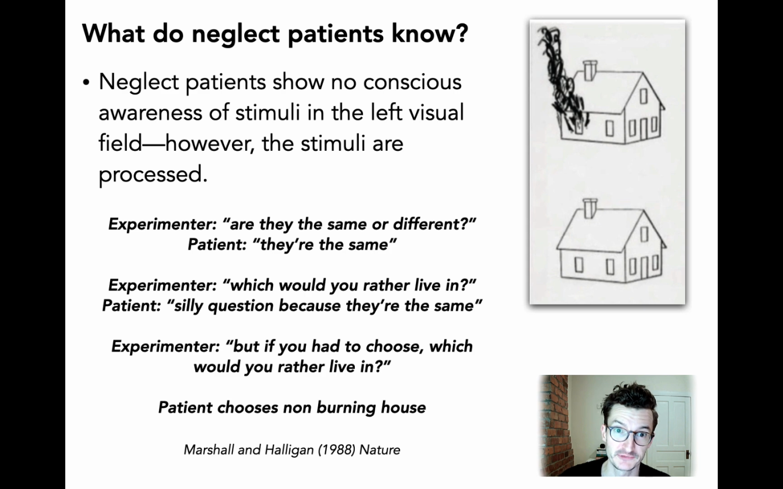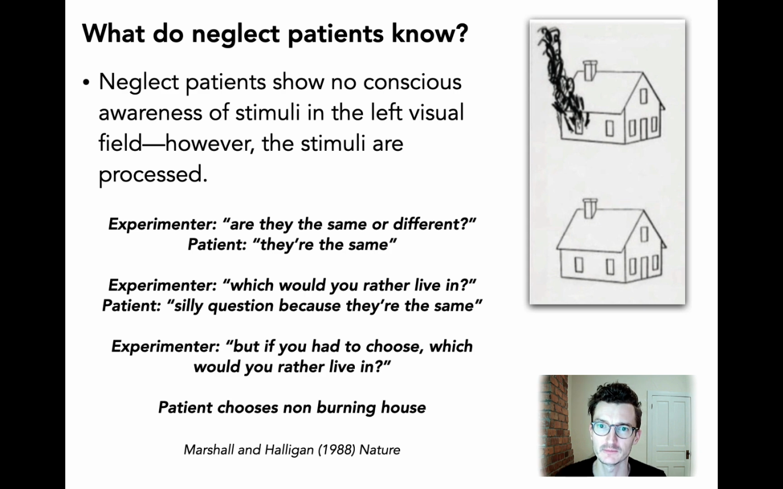What do neglect patients know? So they don't show any conscious awareness of stimuli in their left visual field, so stimuli in the neglected visual field. However, they do seem to process what they're seeing, right? These visual signals are reaching their brain, they're reaching visual cortex. Their eyes are fine, right? The visual pathways to primary visual cortex are totally fine. The damage is in their parietal lobe in most cases.